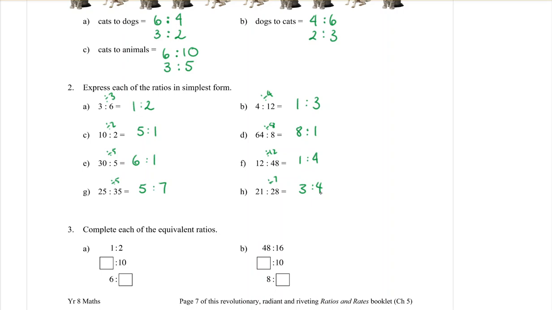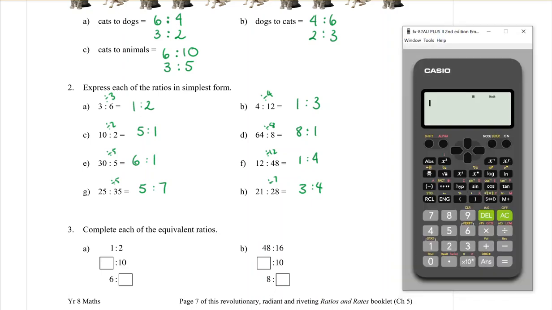So remember that I said that ratios are like fractions. So what you can do is you can get your calculator out and you can type in, let's go back to this first one, and you can just type in the numbers as a fraction. You put the 3 on the top and the 6 on the bottom and press equals, and then it simplifies it down to the 1 and the 2 for you.